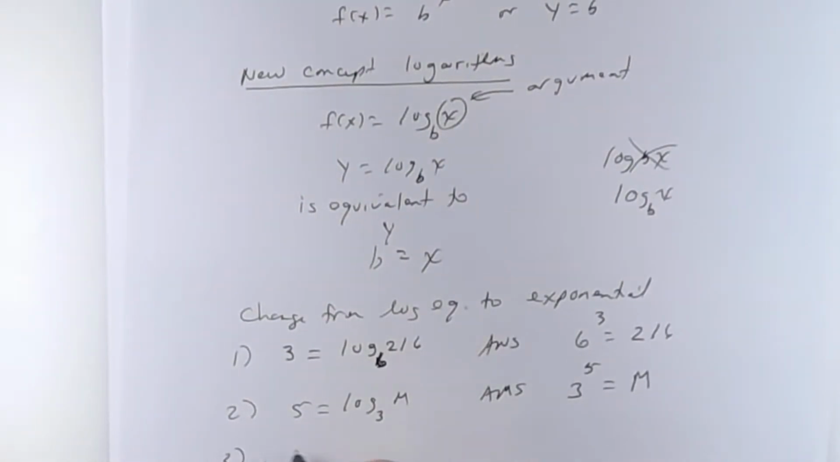Let's do one more with this. Number 3. Suppose I had log of 4096 base 8 equal y. What equation is this?